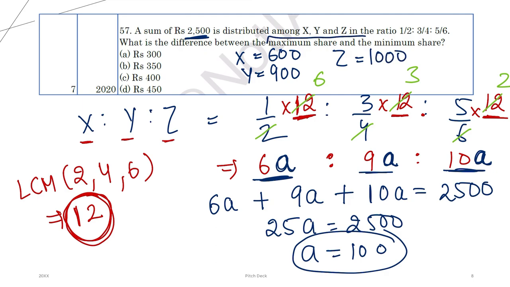What is the difference between the maximum share and the minimum share? Means what is the difference between the maximum value and the minimum value, that is 400 rupees. I hope this is clear.